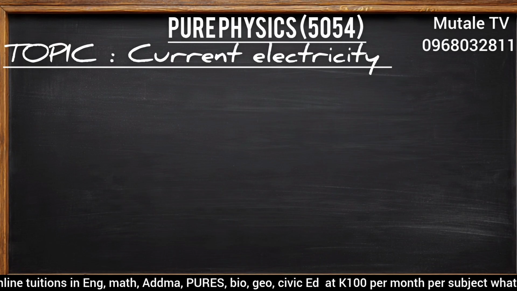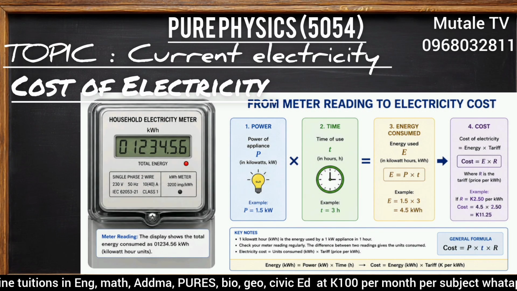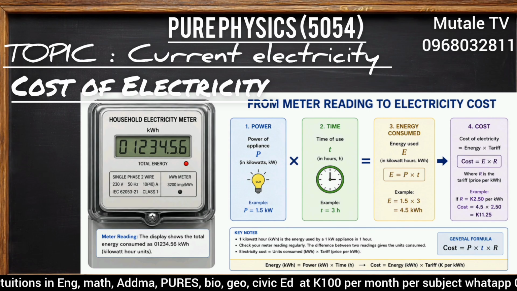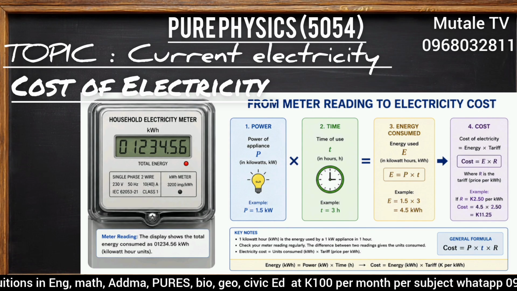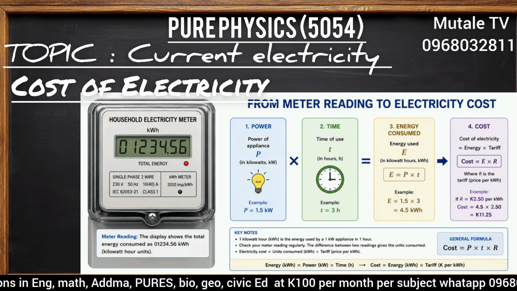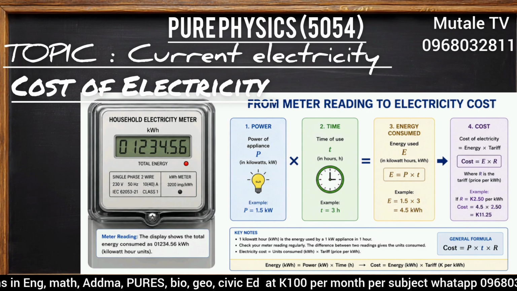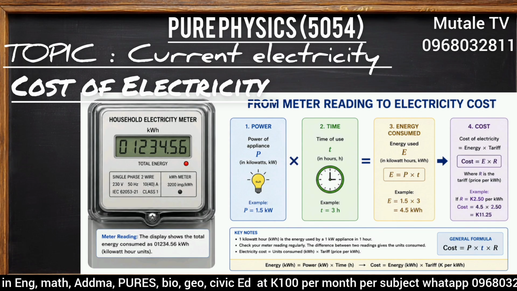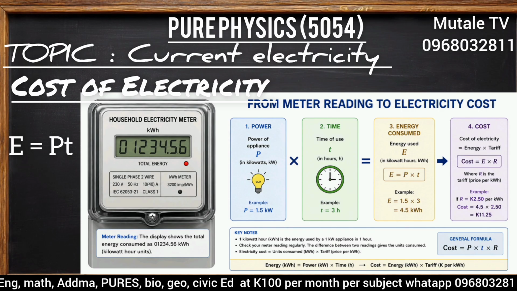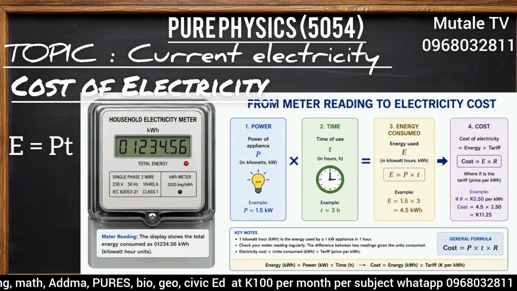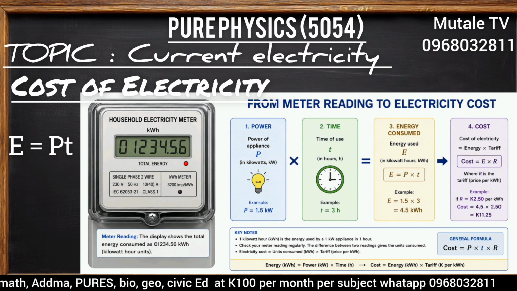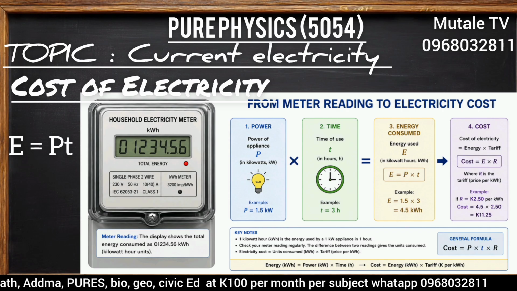Alright, so now that we have understood power, we can look at how the cost of electrical energy is calculated in the home. Electricity meters measure energy in kilowatt hours, and 1 kilowatt hour is called 1 unit. To calculate the cost of electrical energy, you first calculate the energy consumed using E is equal to PT, where power is in kilowatts and time is in hours. Then you calculate the cost by relating the number of units used to the price charged per unit.